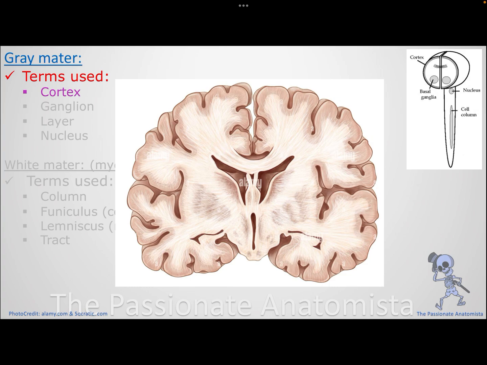Now, the first thing we already talked about, which is the cortex that surrounds your brain. And in that, you have the cell bodies or you have non-myelinated axons. In that case, this is the gray matter. So the gray matter can be seen in the central nervous system as the cortex of the brain.